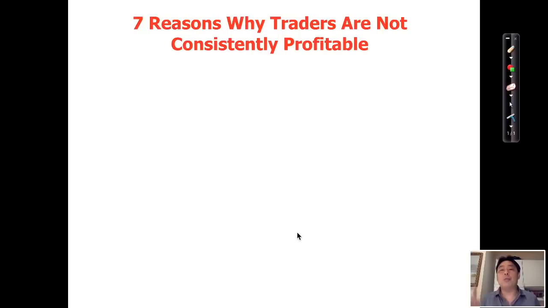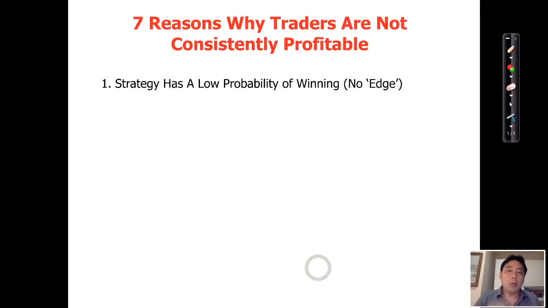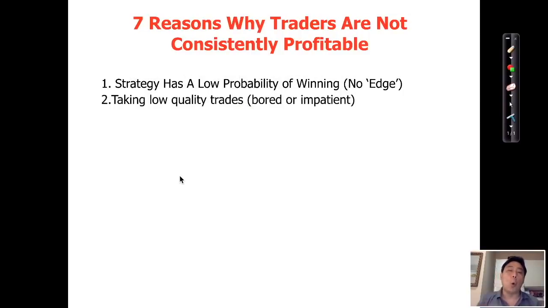The 7 reasons why traders are not consistently profitable. Reason number 1 again, because their strategy has a low probability of winning. Their strategy has got no edge because again, they're trading against the trend, or they're buying when it's overbought, selling when it's oversold, buying at resistance, selling at support, right? Second reason, they take low quality trades, right? They go for quantity instead of quality because they are bored and impatient.